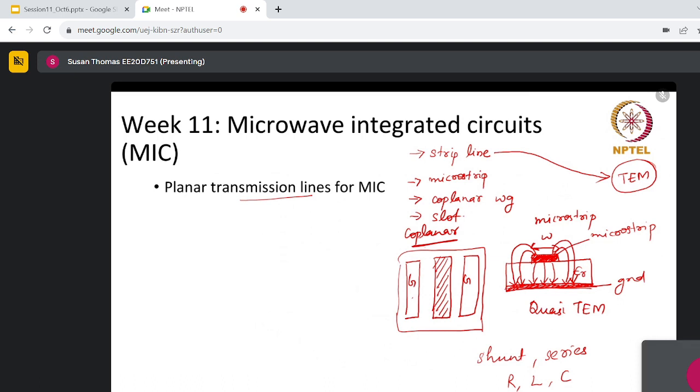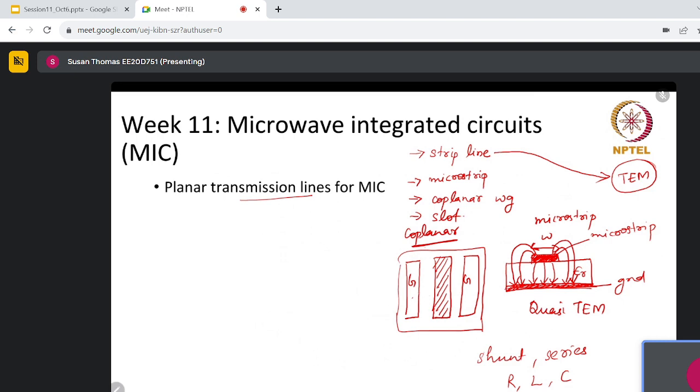Madam, for microstrip line, the capacitance is more if you are increasing the dielectric. Here, the capacitance is less, madam. Why? Because between the positive and the ground plane, the width is very, very minimal for coplanar. So we have to reduce the capacitance value. Okay. That is one other aspect.